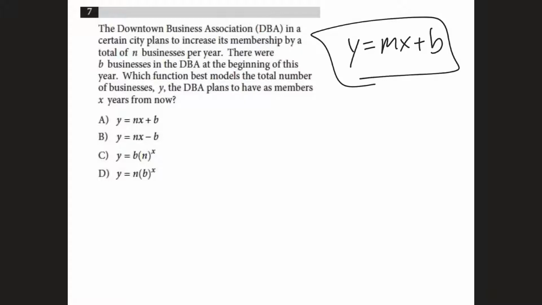So we have the increase, the rate of change is going to be N businesses per year, and there are currently B businesses in the association. So N is going to be our slope, and B is going to be our y-intercept, and that's going to be A.